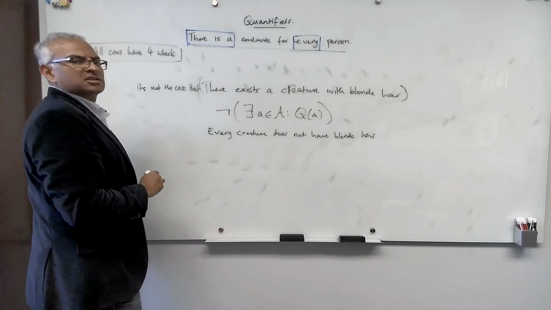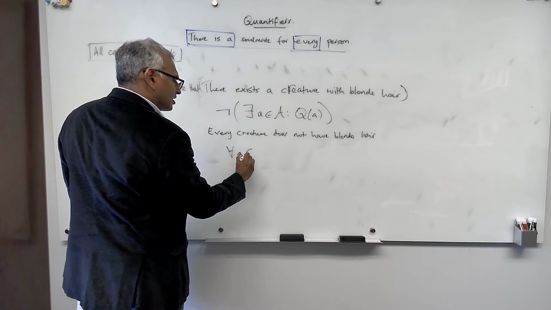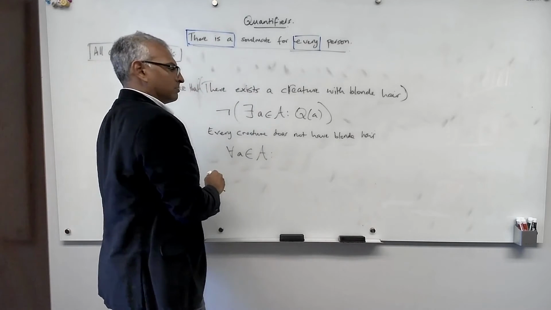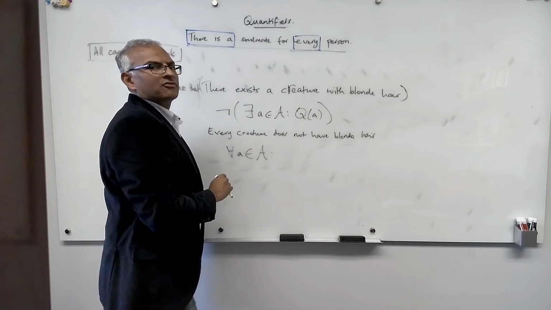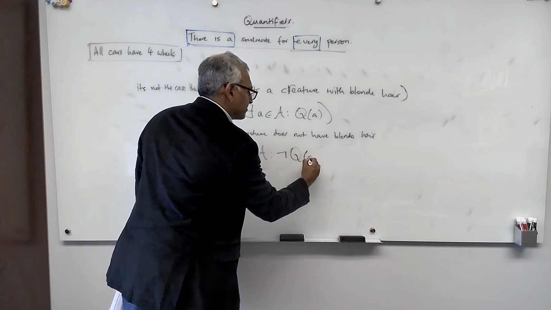Well, let's try to put this in math speak. So for all creatures A that are in the set of creatures, we can assert that it does not have blonde hair. So we can assert that Q of A is false. So we can assert the negation of Q of A.